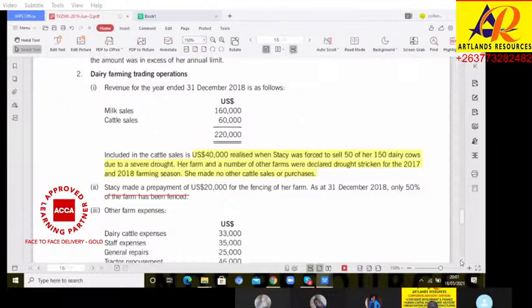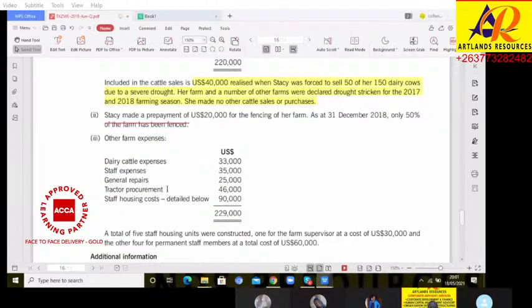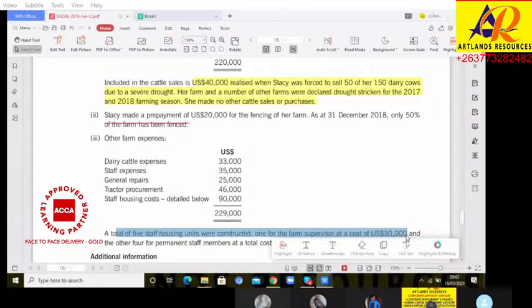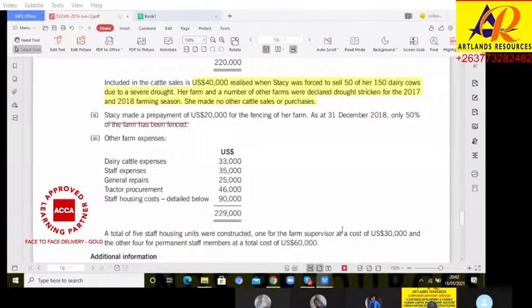Then for other farm expenses, there is the tractor procurement, where we will need capital allowances on the tractor. Staff housing: she built 5 staff housing units, one for the supervisor at a cost of 30. The supervisor is still a farm worker, so it is still staff housing, but they put the figure at 30 because when this paper was set we deemed the cost was 25. If a staff housing unit exceeds 25, we don't claim capital allowances.